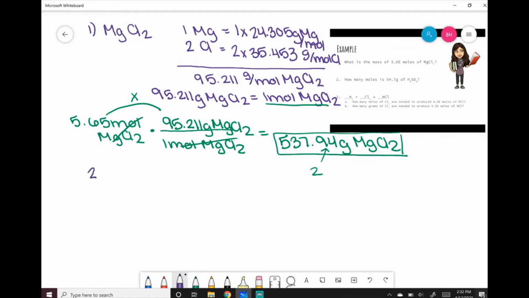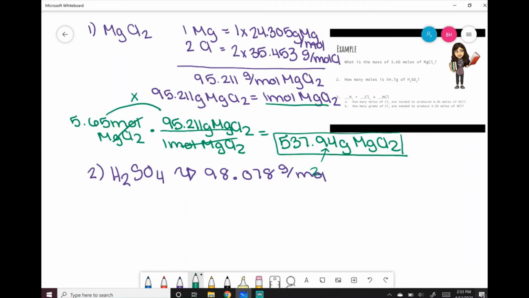So again, I'm going to assume that you guys can solve for the molar mass. I already solved for the molar mass, and the molar mass for this is 98.078 grams per mole. And in this problem, we're doing the opposite. In the first problem, we went from moles into grams. Now we're going to be going from grams into moles.